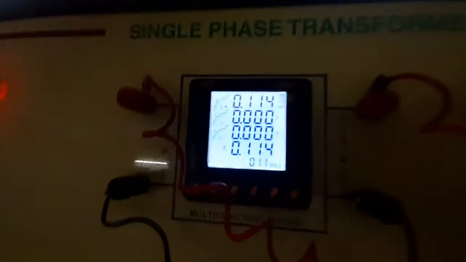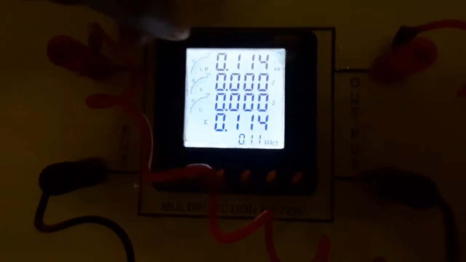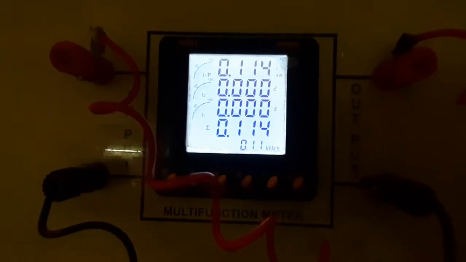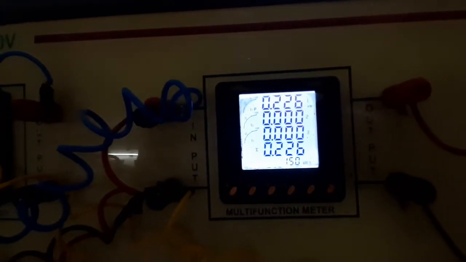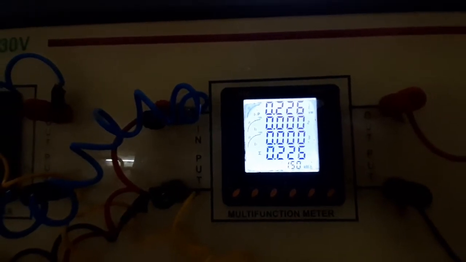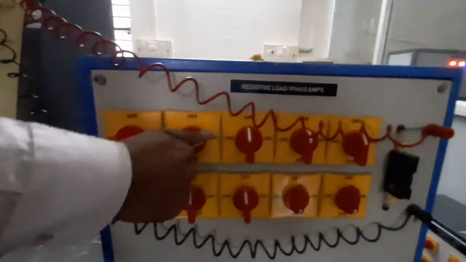Similarly you can observe the power rating. The first transformer is sharing 114 watt. The second transformer is sharing 112 watt, and the summation of those two gives 226 watt. Likewise we need to take the readings. Take 4 or 5 readings.